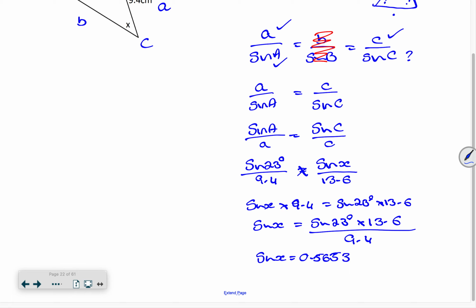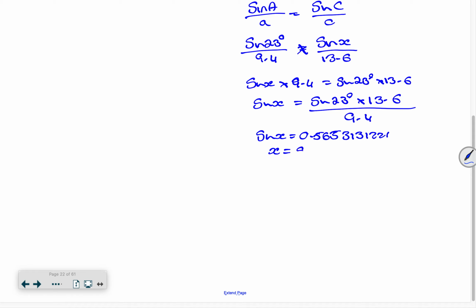0.565313121. So x will be sine to the minus 1 of 0.565313121, which will give us 34.4 degrees.